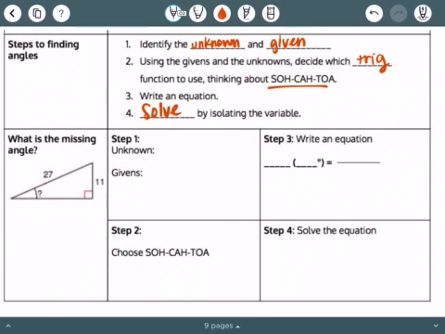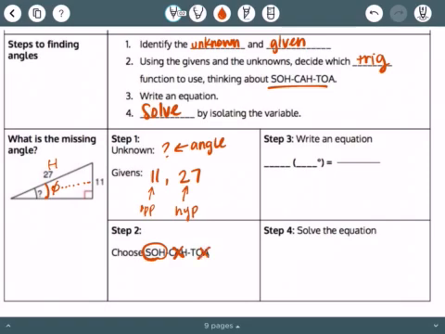The unknown is this angle here. So we'll put a question mark there, and we'll just say that is an angle. We can call it theta if we want to. And then givens are the number 11 and the number 27. I'm going to go ahead and decide what they are. So 11 would be the opposite. And then the 27 is the hypotenuse. So I see that I have opposite and hypotenuse. So it looks like sine is going to be the right way to go because I don't have adjacent for either of those.